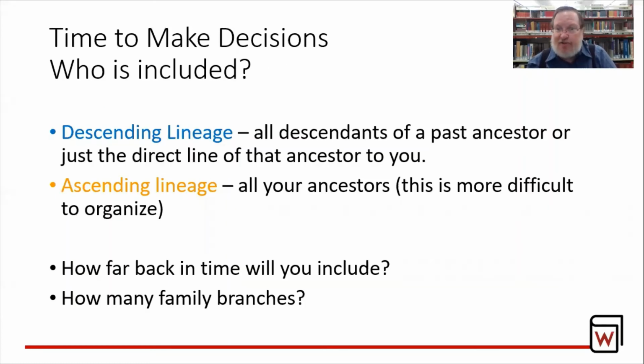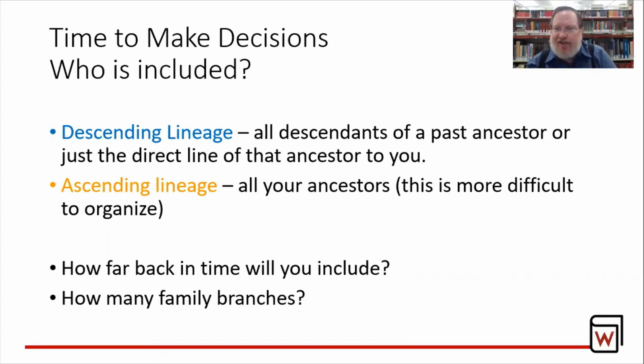So who are you going to include? Well, we start in beginning genealogy and say, start with yourself and work back each generation. That would be like an ascending lineage, collecting everybody on the way, and that can be kind of difficult. Sometimes it's easier to think in terms of, I'm going to start with that third great grandfather that walked across the line with his son after the Republic and work back from there to the present. So that would be a descending lineage.